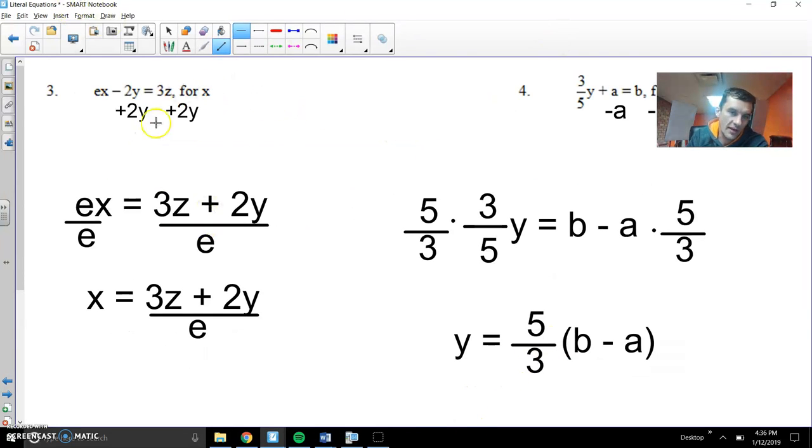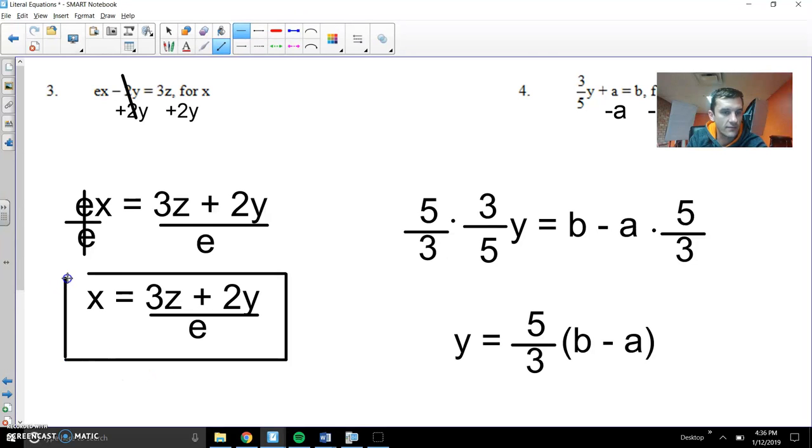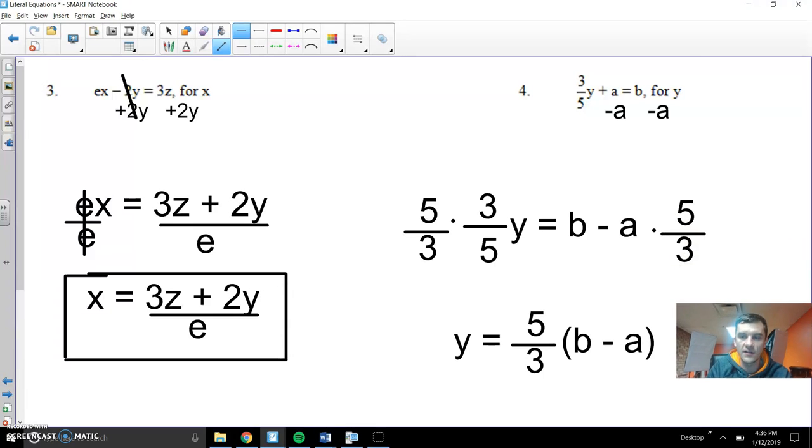So number 3, I'm trying to get x by itself. So similarly, I have an adding or subtracting step. I'm going to go ahead and move 2y from the left to the right. And then I want to divide the e over to the right side. And now I have x by itself. So some of these are starting to feel very similar in terms of how they move. Let's look at another one.